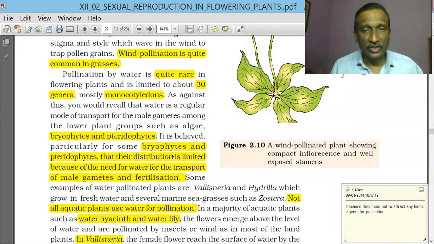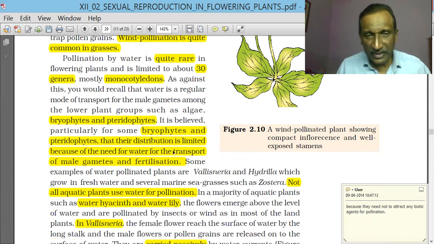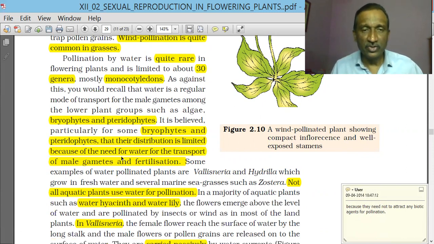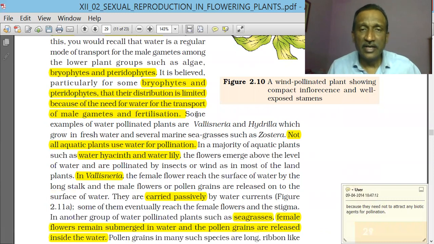Okay? So it is believed that particularly for Bryophytes and Pteridophytes, their distribution is limited because of the need for water. So these plants are found close to water bodies. Okay, now let's talk about where we will find such flowers. Some examples of water pollinating plants are Vallisneria and Hydrilla, which grow in fresh water, and Zostera, which is a seagrass found in the sea.